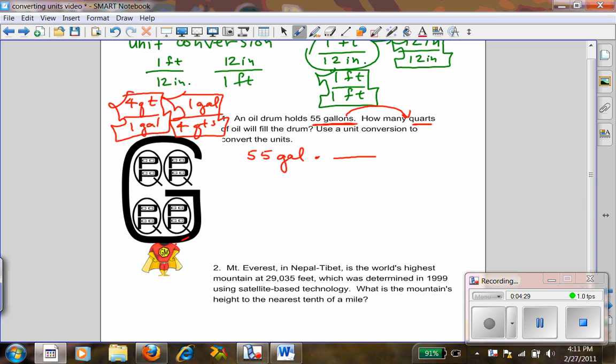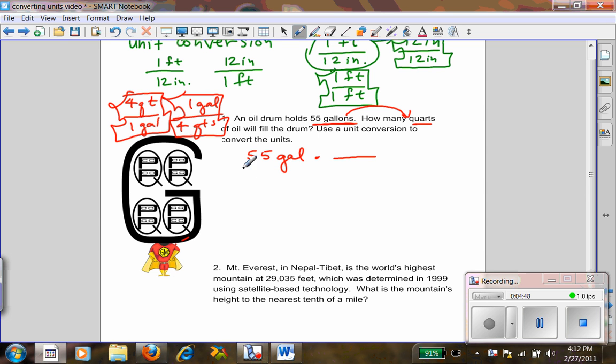Okay, now, remember how you simplified fractions before? We want to simplify the same way, meaning my goal is to get rid of gallons. The only units I want left are quarts. So the way I'm going to do that is I'm going to get gallons to cross out.